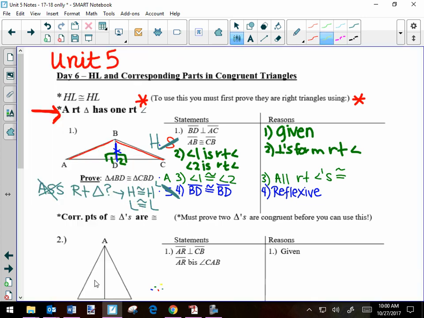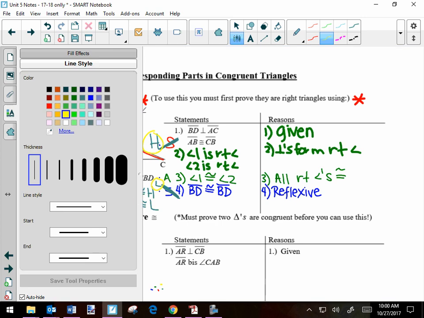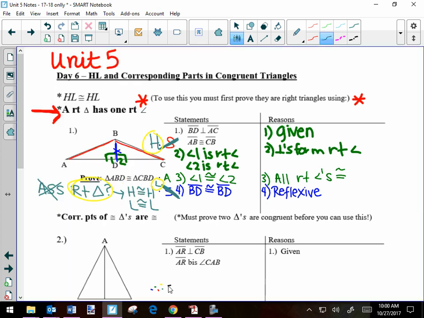I have to remember to go back and make sure I write in my proof that these are actually right triangles. So in my proof, I have hypotenuse congruent to hypotenuse, and I have leg congruent to leg, but I do need to go one step further, and in my proof say that I have right triangles. So I'm going to say that triangle ABD is a right triangle. Not right angle, but right triangle. And triangle CBD is a right triangle.